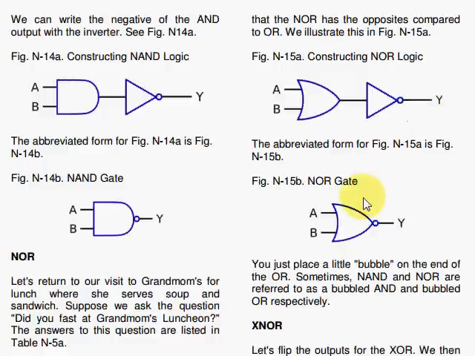Just flip the answer. So the NOR gate is abbreviated with the little bubble on the end, just like the NAND gate. You can replace the inverter with a little bubble. And sometimes they say that this is a bubbled AND and a bubbled OR, NAND and NOR respectively.